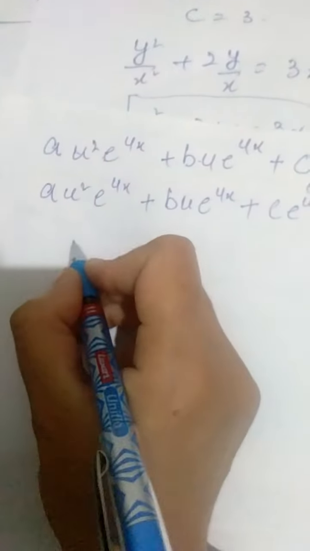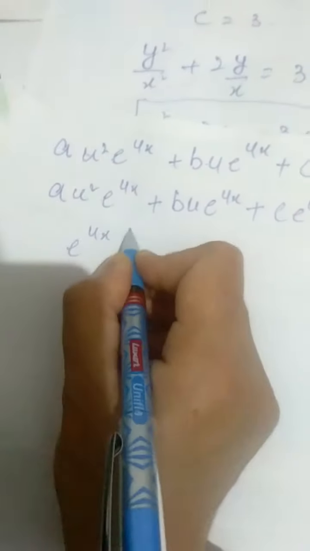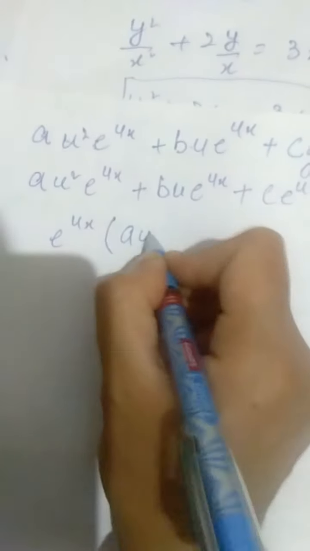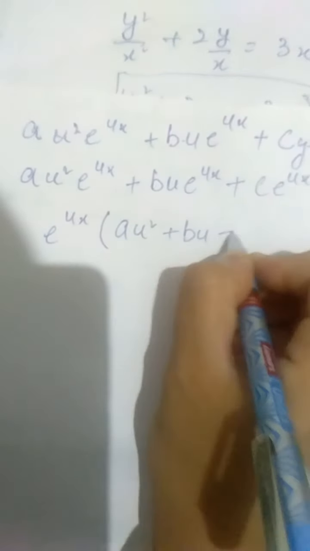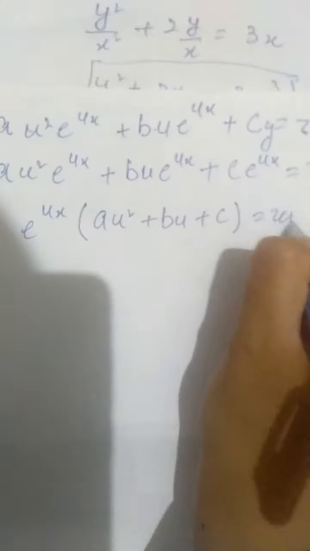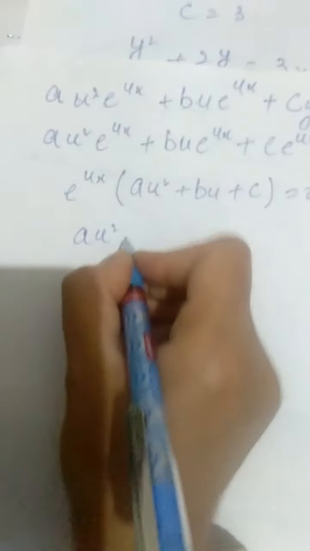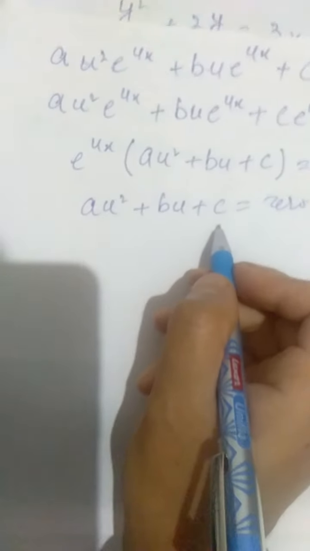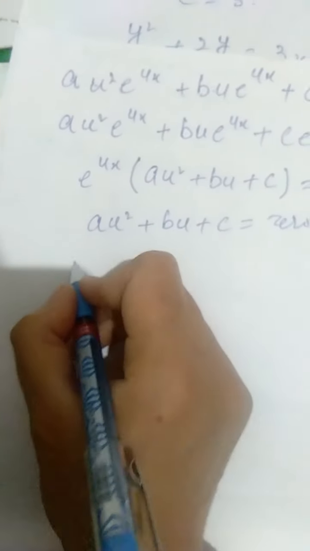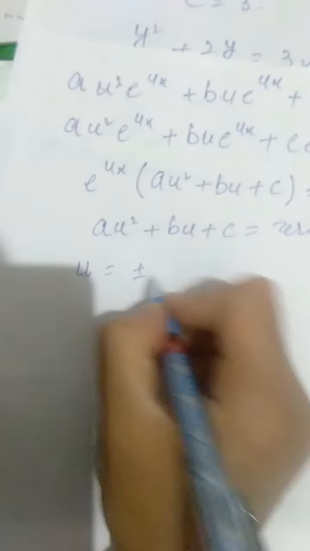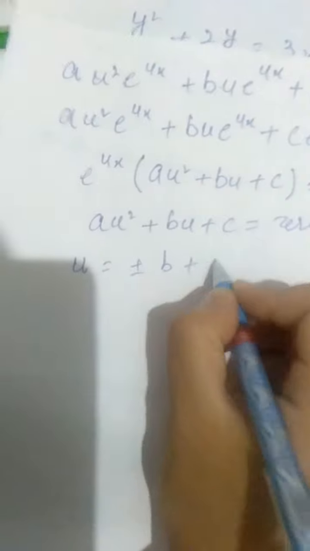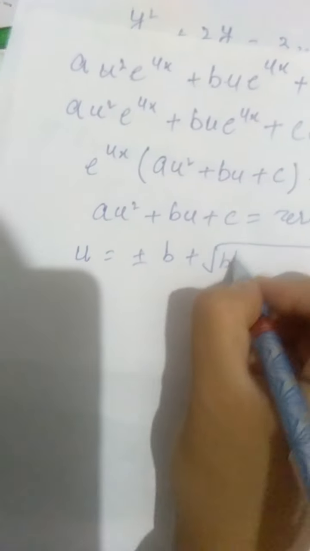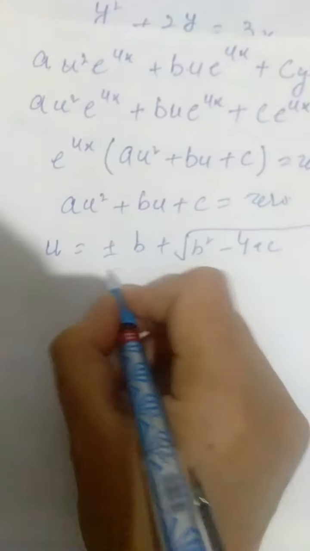So we can take this e to the power ux as common, and we are left with a u squared plus b u plus c is equal to 0. Obviously, e to the power ux is not 0, so a u squared plus b u plus c is equal to 0. You can easily identify it with the quadratic equation, whose roots will be given by u is equal to minus b plus or minus the square root of b squared minus 4ac, divided by 2a.